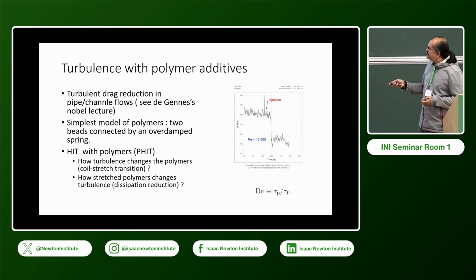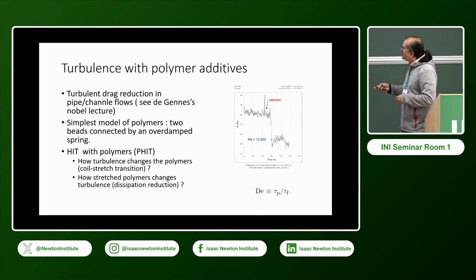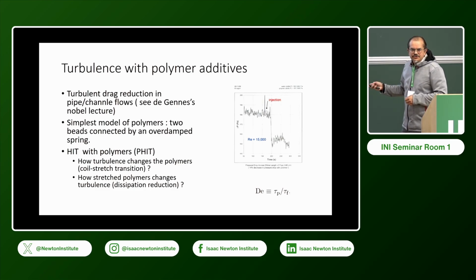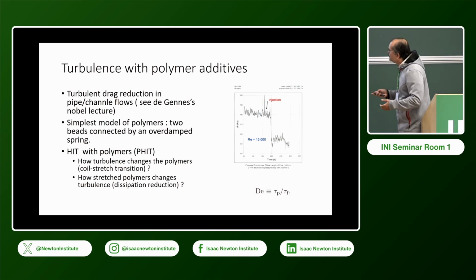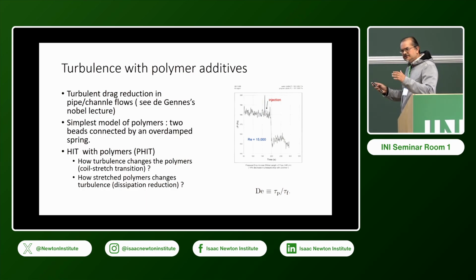So then you can ask the question: how does turbulence change the polymers? For example, the turbulence can do a coil-stretch transition to the polymers. Or, how do the stretched polymers change turbulence? So in addition to the Reynolds number, you will now look at, for example, the Deborah number, or you could define a Weissenberg number. But typically, it is some time scale of the polymer. A polymer, of course, has many different time scales, but you can think the largest time scale is the polymer relaxation time, which I am calling tau p.